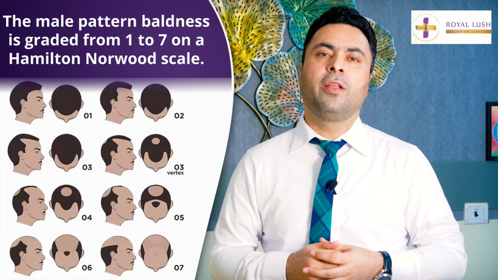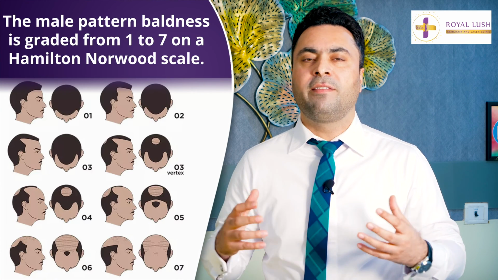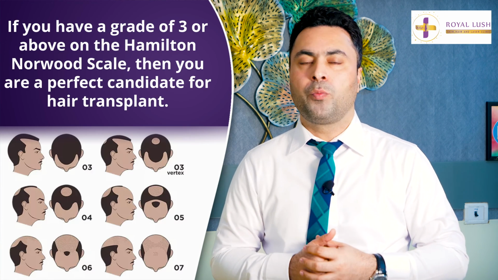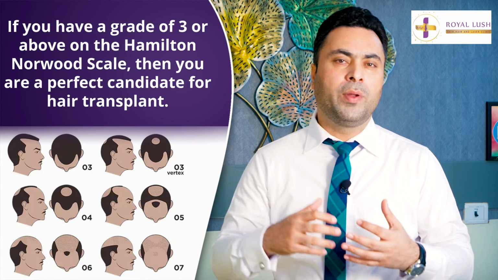Let's talk about the steps of hair transplant. So basically, for males with male pattern baldness, the grade of the baldness is measured on a scale called the Hamilton-Norwood scale. It goes from 1 to 7, from less baldness to more baldness. Anyone with baldness above grade 3 is an appropriate candidate for hair transplant. However, there are other factors which are equally important, like age, medical history and all these things.